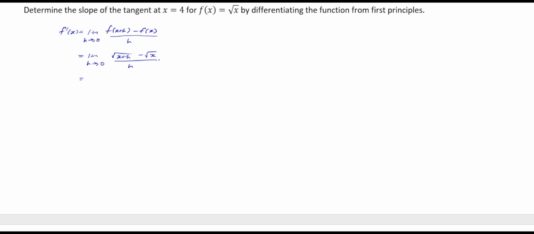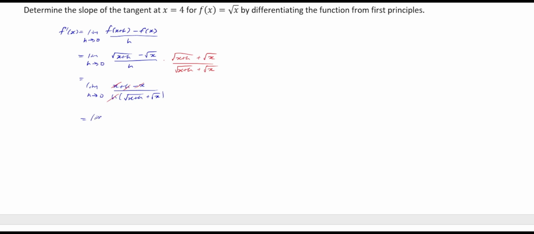Okay. And then I'll notice right here that I need to use the conjugate binomial, so I'll go x plus h plus square root x all over x plus h plus square root x. Creates a difference of squares in my numerator there. Okay, so I'll have x plus h minus x all over h bracket x plus h plus square root x. And I notice right here, x minus x, that subtracts to 0. Then I'll have h in the numerator, h in the denominator, that divides to 1.